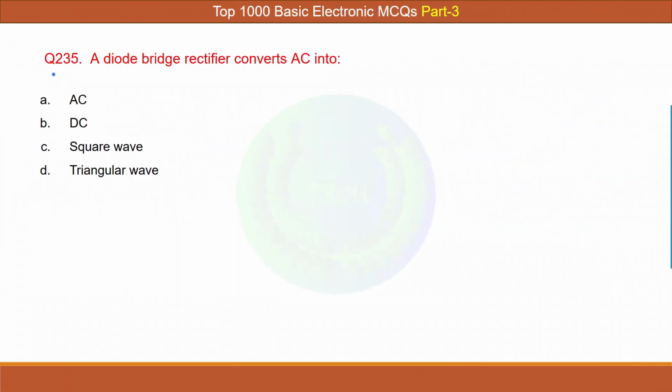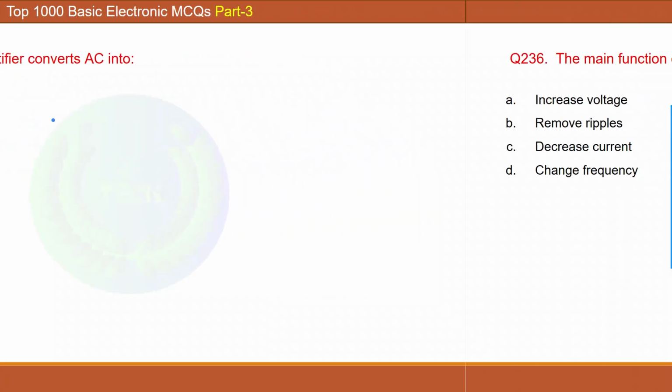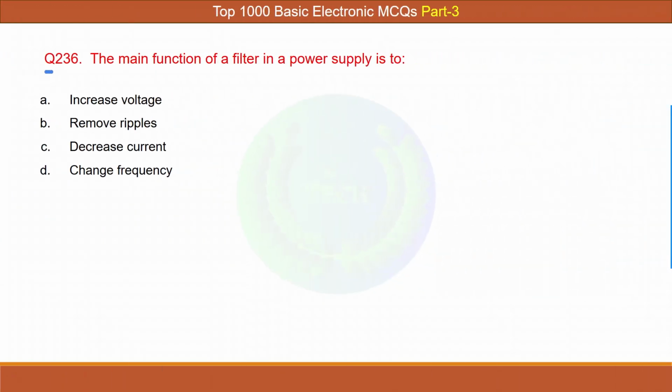Next question, question number 235. A diode bridge rectifier converts AC into option A AC, option B DC, option C square wave, option D triangular wave. The answer is option B DC. Next question, question number 236. The main function of a filter in a power supply is to option A increase voltage, option B remove ripples, option C decrease current, option D change frequency. The answer is option B remove ripples.